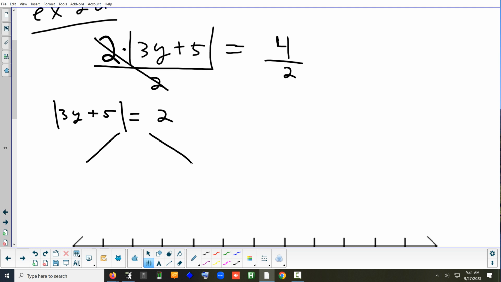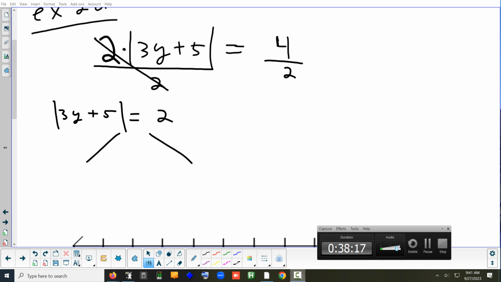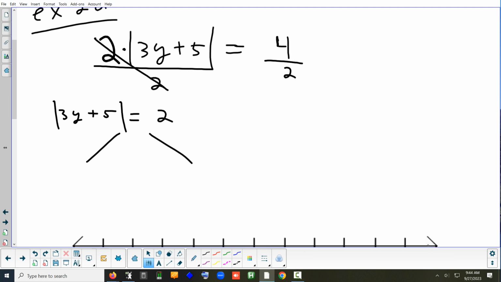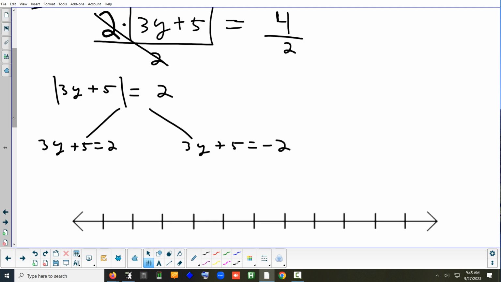Okay, so the extra step that you had to do, we did it together. Now try to do that one just like you did the last 3 problems. Look at this one. So we did the first step together, and then we split it up. 3y plus 5 equals 2. And what's the second equation going to be? 3y plus 5 equals -2. Yep, good job.